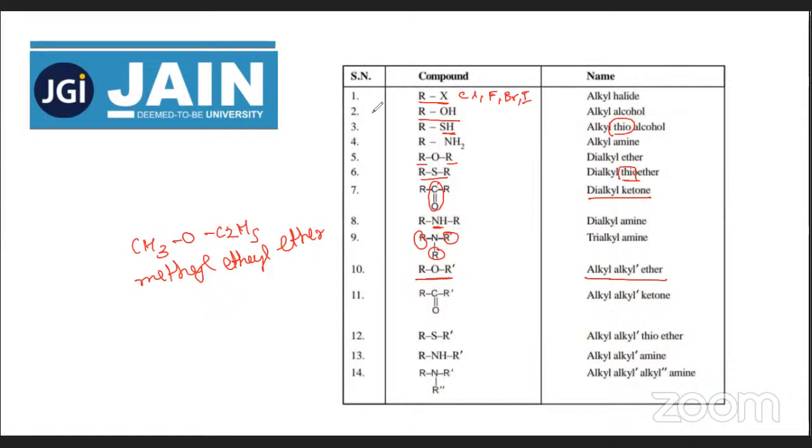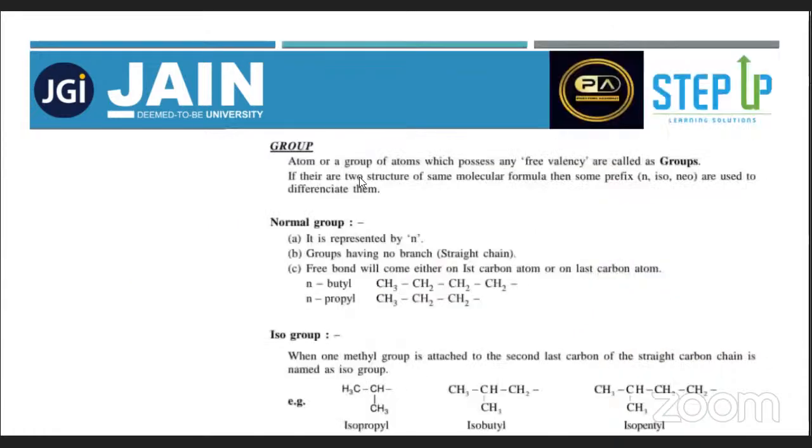Talking about the common names, we have groups. An atom, or a group of atoms which possesses any free valency, is called a group. If there are two structures of the same molecular formula, then we can use n, iso, or neo to distinguish them. They'll have the same formula, but we have two structures.